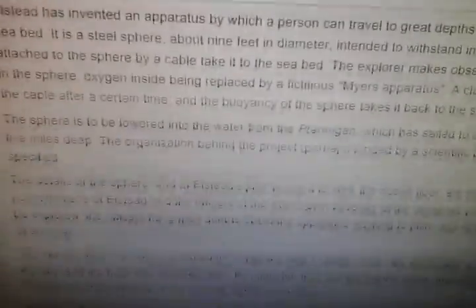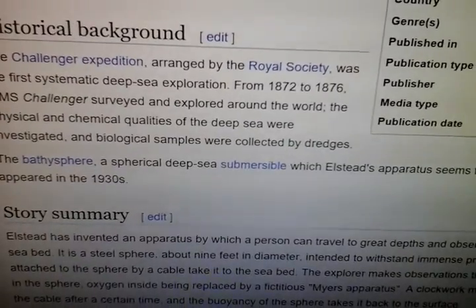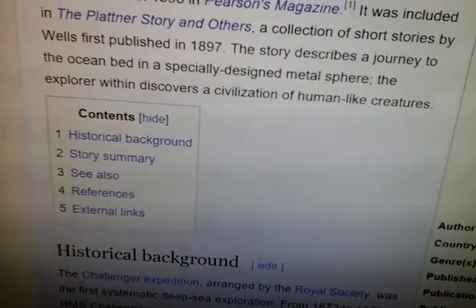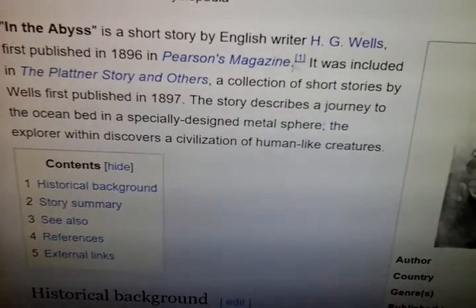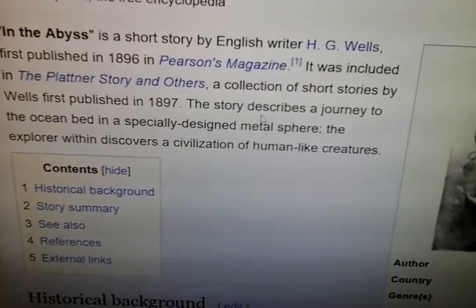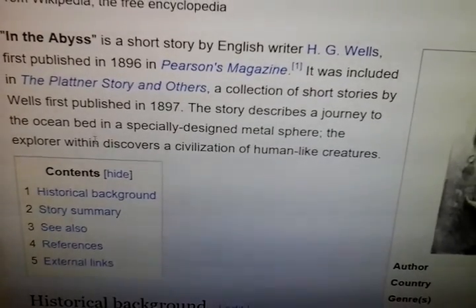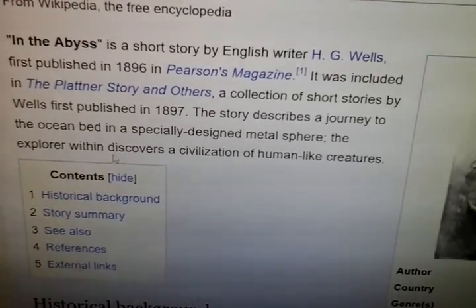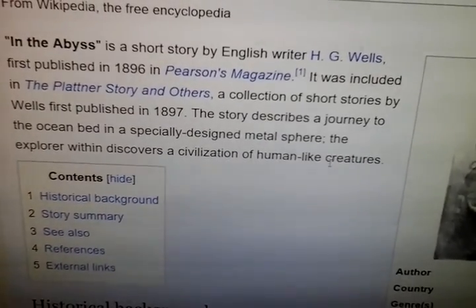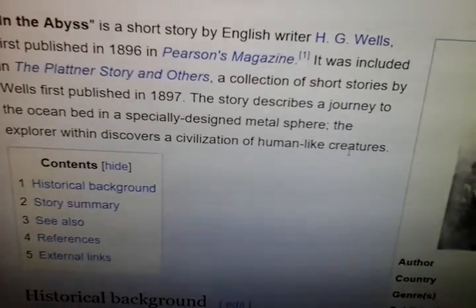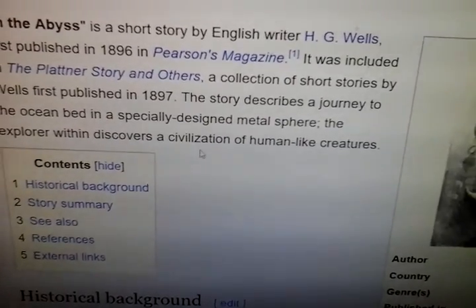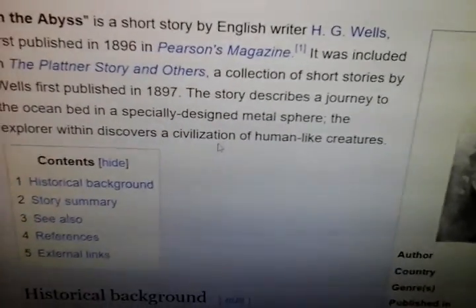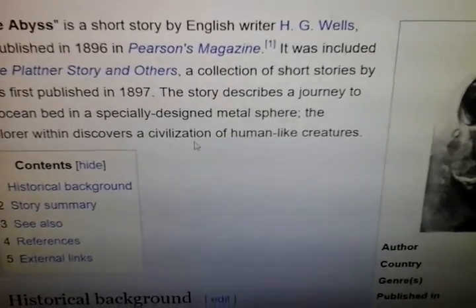So James Cameron must have forgotten this. The movie he did called The Abyss, he got this from H.G. Wells, right? His story describes a journey to the ocean bed and a specially designed metal sphere. The explorers within discovered a civilization of human-like creatures. Wait a minute. They say they're going to the deep bed of the ocean, deep in the abyss, and they find human-like creatures down here.